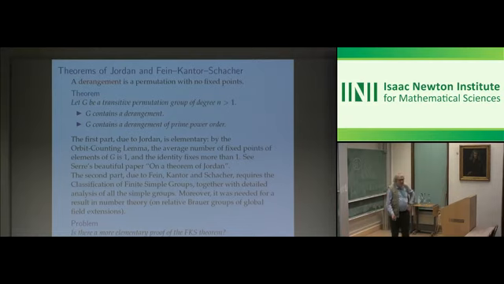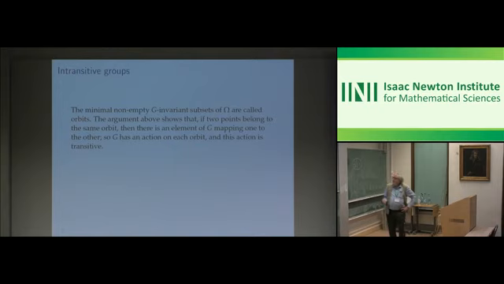Anyway, that's by the way. So let's go back to the main thing. How do you build up arbitrary groups from transitive ones? Well, you look at the minimal non-empty G-invariant subsets. These are the orbits. And if two points belong to the same orbit, there's an element of G mapping one to the other by essentially exactly the argument I used there. And so G has a transitive action on each orbit. So you take a number of transitive actions of the group, and just stick them together.